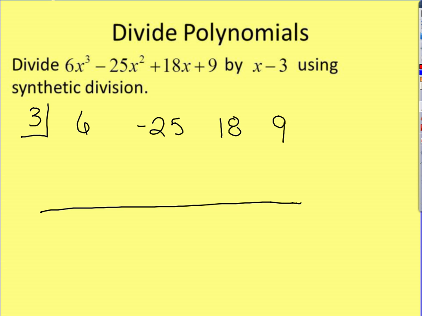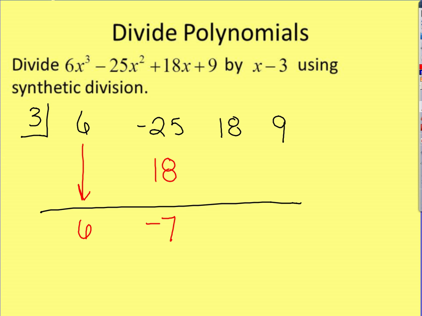Now we always start by bringing the first value straight down. You are then going to multiply whatever's in your corner with the number that you brought down. So 3 times 6 gives us 18. And whatever their product is, you write under the next value.